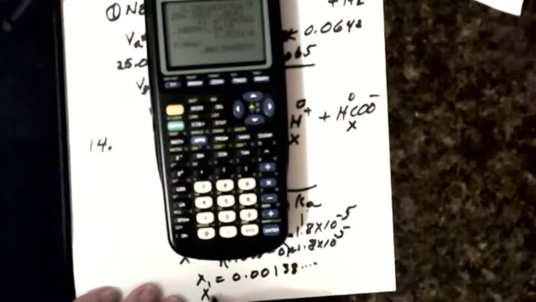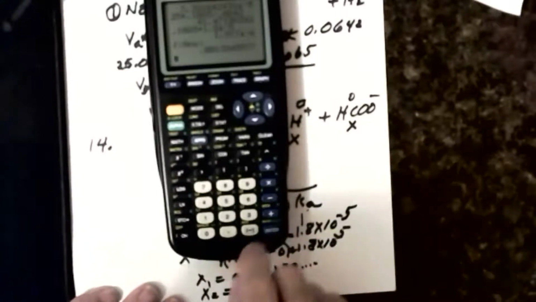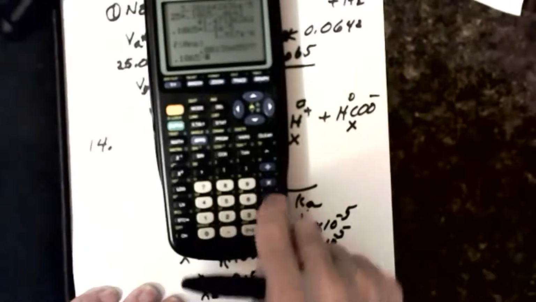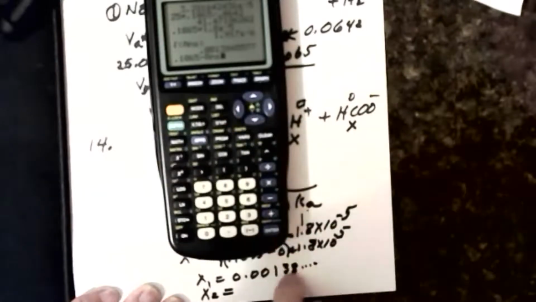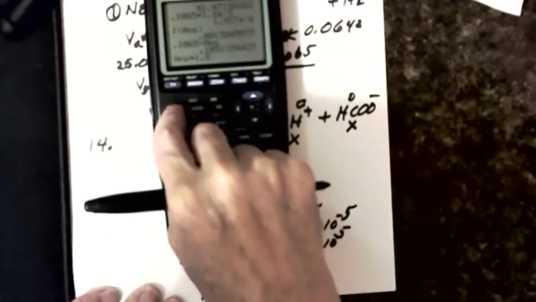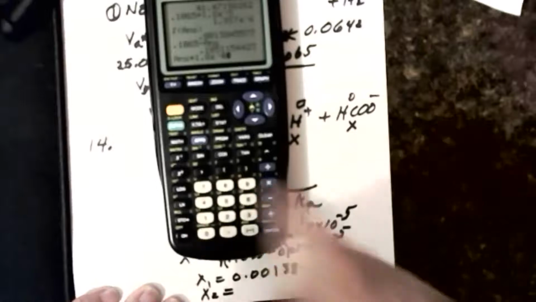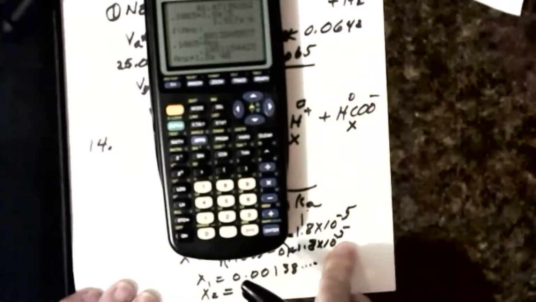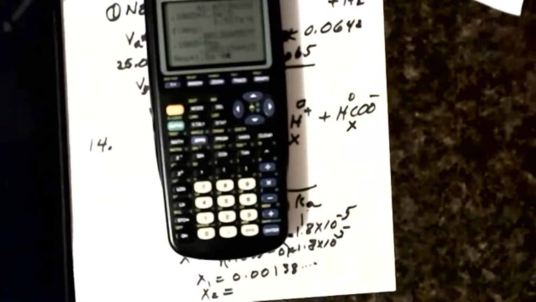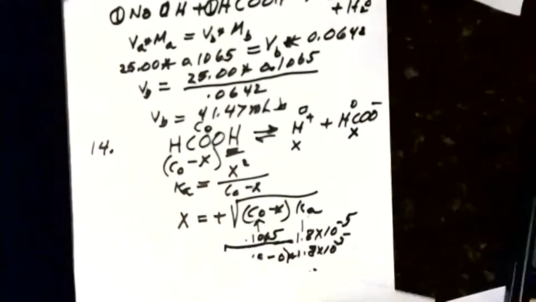So let's do that. X2 is going to be 0.1065 minus the answer that I have on my screen. Now I want to multiply that by 1.8 with an exponent of minus 4. Oh, I put in a fifth up there. Oops. My first answer is going to be wrong, and my pH is going to wind up wrong if I do that. So let's back up and punt.